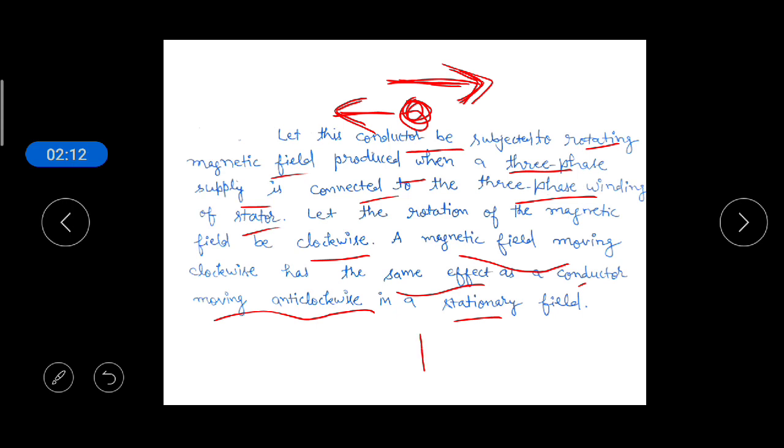Suppose you are standing at a railway station and the train is passing by you. If the train is moving in this direction and you are stationary, then if I want to consider your motion with respect to this train, I can say you are moving in the opposite direction, because the train is leaving you in this direction.